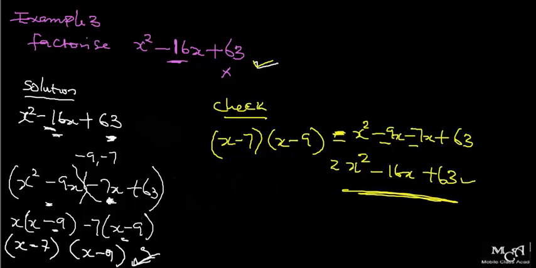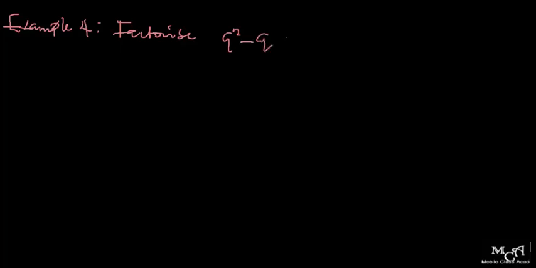Let's take another example. Let's look at example what? Example 4. It says factorize q squared minus q minus 132. Q squared minus q minus 132. If we look at the question, this is slightly different because we've been used to x, but this time around we've changed the value to q.